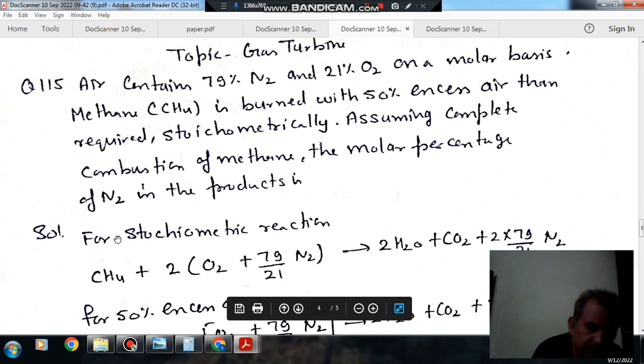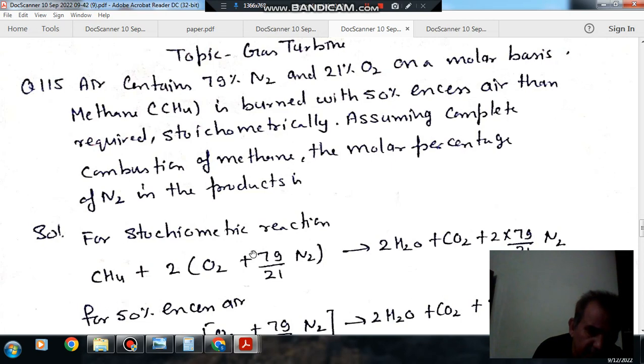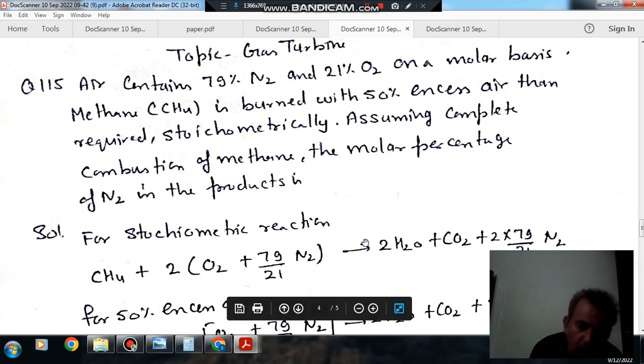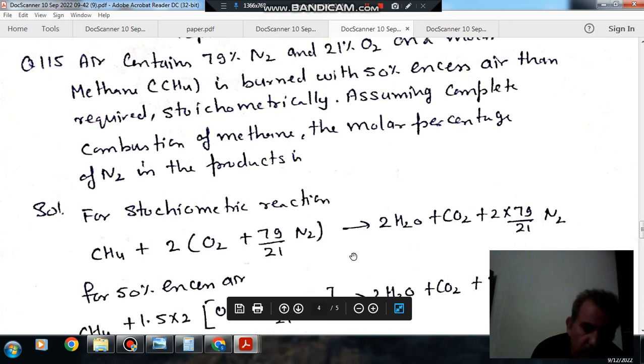So now first of all, considering the stoichiometric reaction. A stoichiometric reaction is one that doesn't contain excess of oxygen. So the end products in the stoichiometric reaction are H2O, CO2 and nitrogen. So this is your stoichiometric reaction of methane: CH4 plus 2 bracket O2 plus 79 by 21 N2 by volume, this is the fraction of N2 in comparison to O2. We are considering that only O2 and N2 are present.